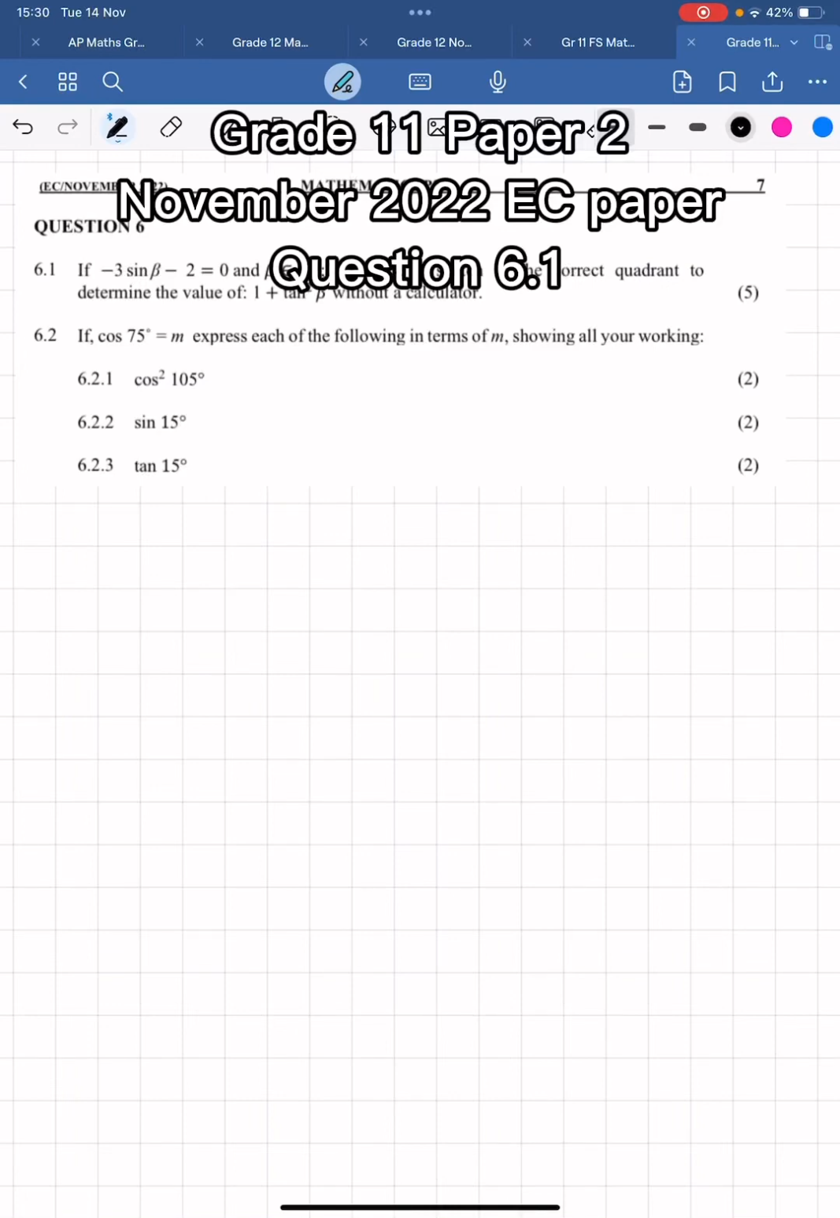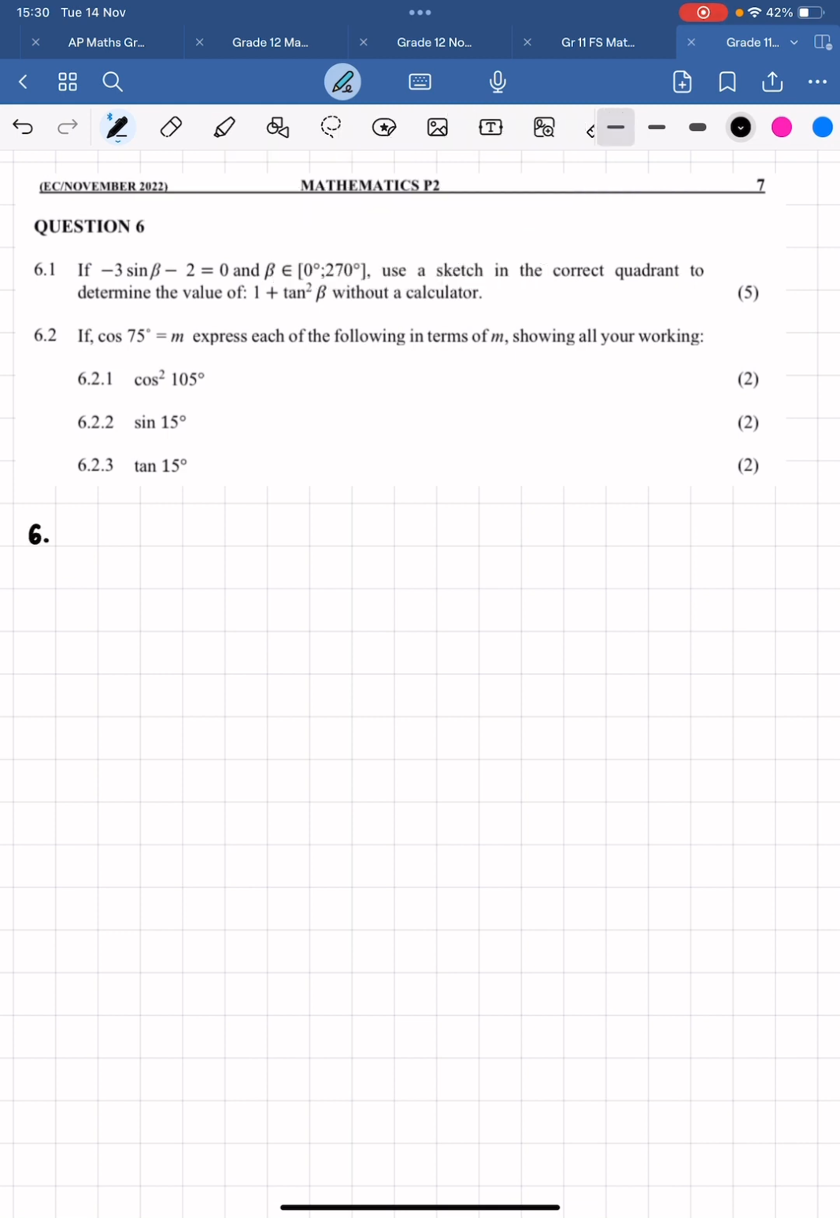I'm going to work through a few questions from the Eastern Cape November 2022 Maths Paper 2. This is the grade 11 final exam. And if we're looking at 6.1, they have given us some information here. They're saying if negative 3 sine beta minus 2 is equal to 0, and also beta is an element of 0 to 270 degrees.